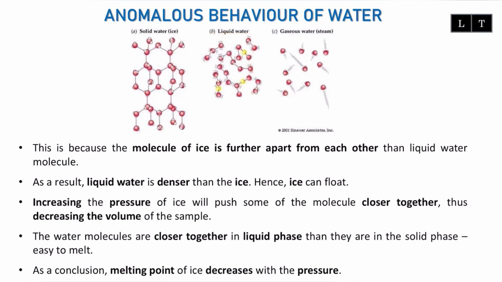Sebab tu senang untuk kita melt. As a conclusion, melting point untuk ice ni akan berkurang apabila pressure awak makin bertambah. So inilah anomalous behavior of water. So as a result, I hope you can understand macam mana nak draw phase diagram, how to define the term and also how to explain the anomalous behavior of water based on its phase diagram.